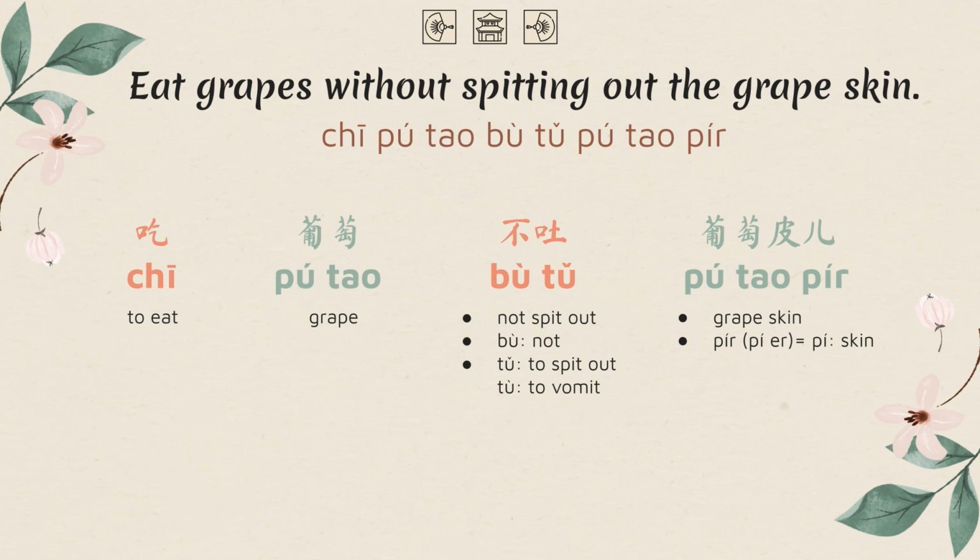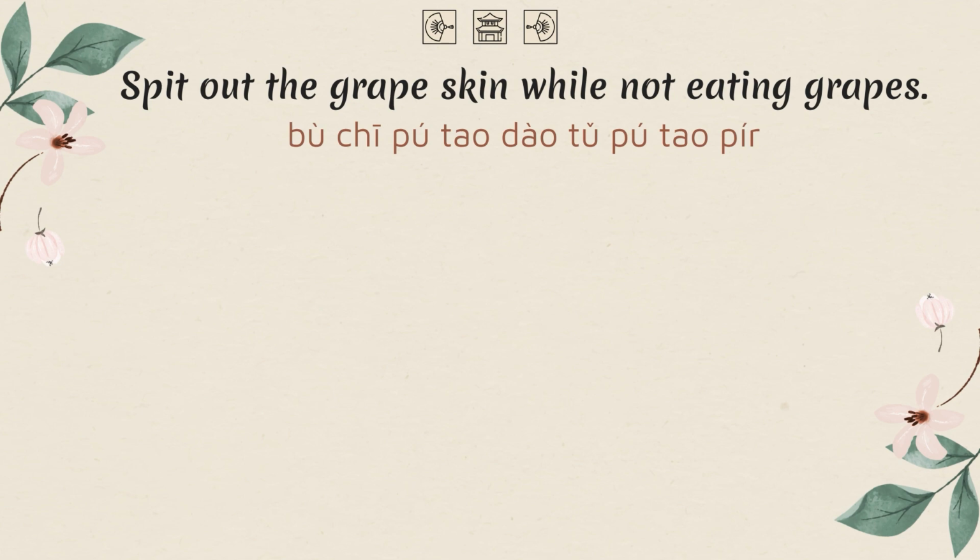皮儿 means skin. In other places in China, you don't have to put an R at the end. So you could also say pi without the R at the end. And that would also mean skin. So 葡萄皮儿 or 葡萄皮 would both mean grape skin. So the whole thing is 吃葡萄不吐葡萄皮儿. Literally, eat grapes, not spit out grape skin. 吃葡萄不吐葡萄皮儿. Now let's look at the following line.